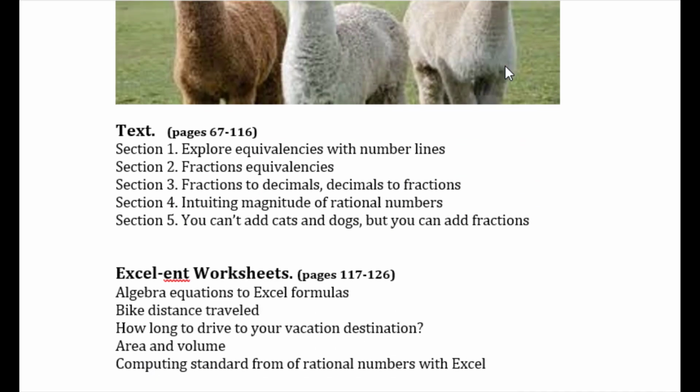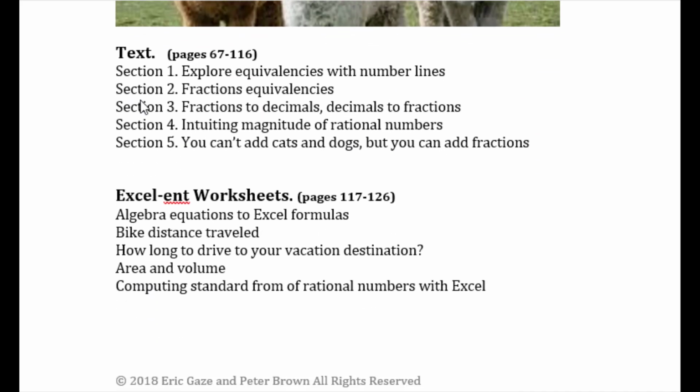So these are the different sections we're going to have. Section 1, which we're going to do now, is exploring equivalencies with number lines. Section 2 is fraction equivalencies. Section 3 is fractions to decimals, decimals to fractions. Section 4 is intuiting magnitude of rational numbers. And Section 5, you can't add cats and dogs, but you can add fractions.